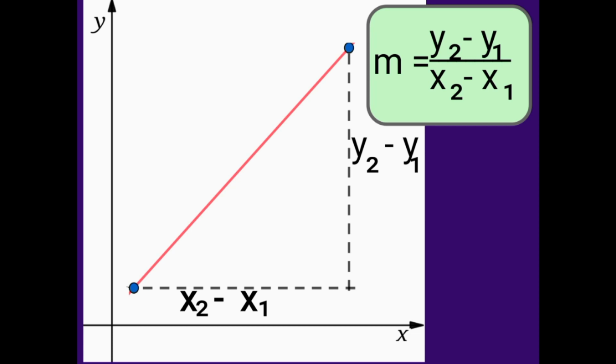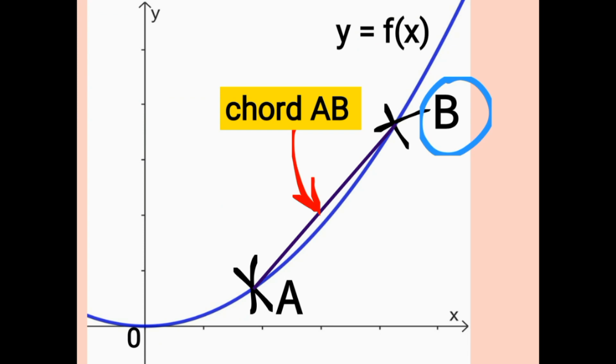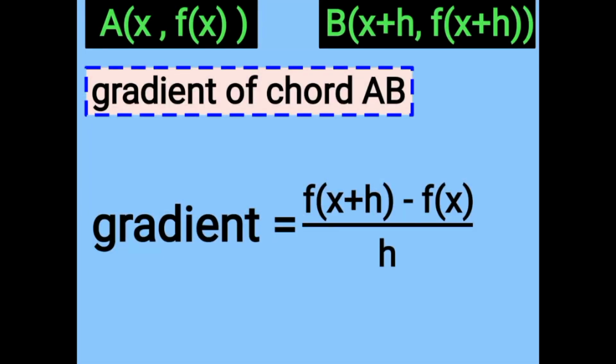So, the gradient of a straight line joining two points equals the difference in y-coordinates of the 2 points divided by the difference in x-coordinates of the 2 points. Then, the gradient of the chord AB equals (f(x plus h) minus f(x)) over (x plus h minus x), which equals (f(x plus h) minus f(x)) over h. Now, since we know as point B gets closer to point A, the gradient of the chord AB gets closer to the gradient of the tangent to the curve at point A. That being said, as h gets smaller, the gradient of the chord AB gets closer to the gradient of the tangent to the curve at A.